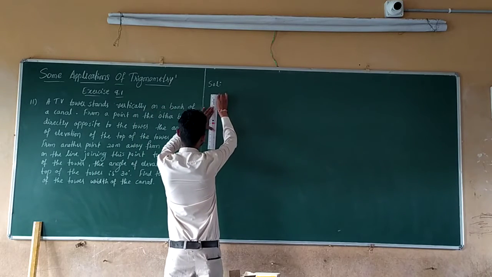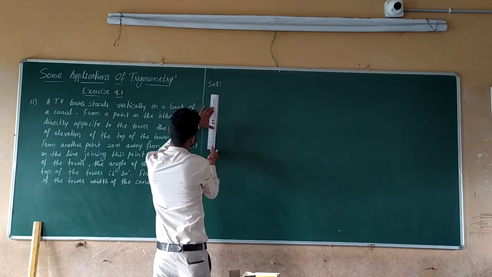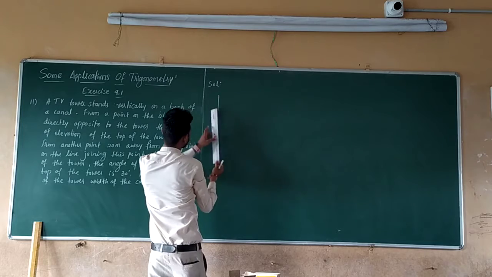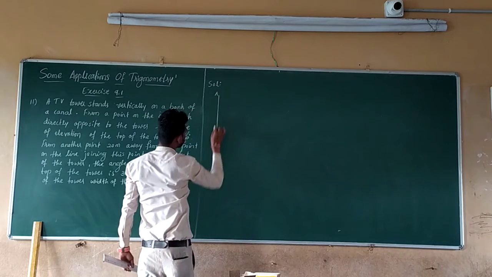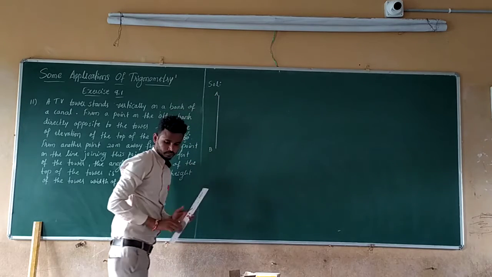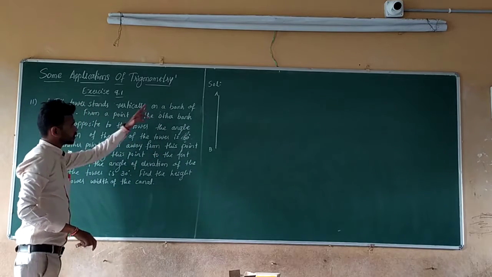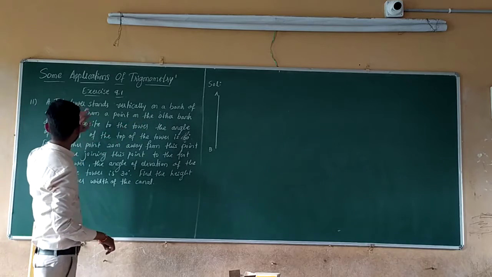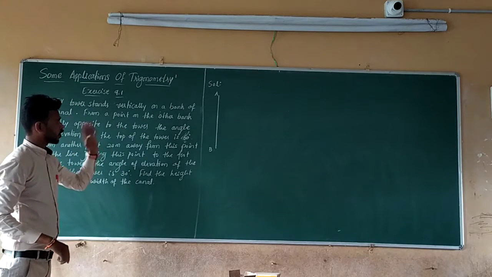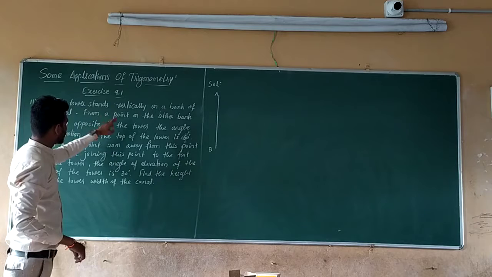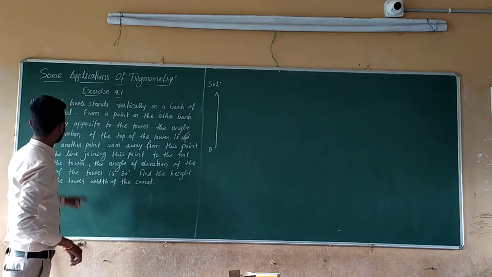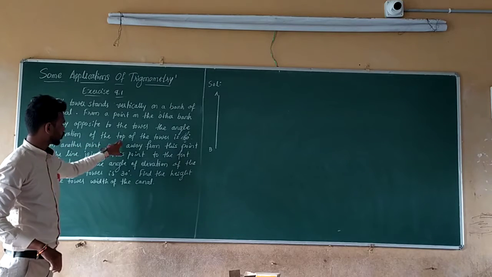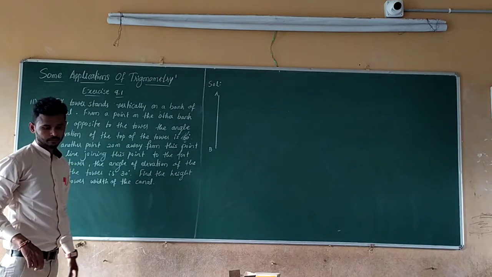So once again I will draw, let us see. So here, AB is the height of the TV tower. It stands vertically on a bank of a canal. From a point on the other bank directly opposite to the tower, the angle of elevation of the top of the tower is 60 degree.